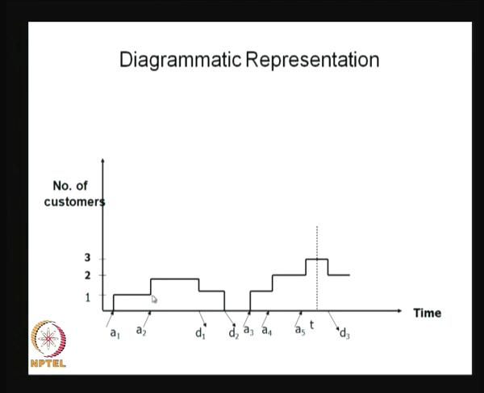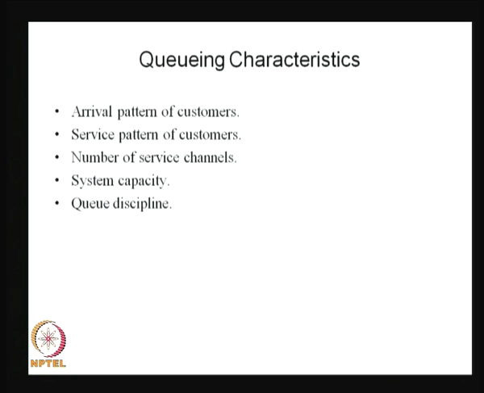Here I made the assumption, it is the simplest one: only one customer entering into the system, and only one customer getting served and leaving the system, and so on. So, this is a simple diagrammatic representation of the queuing system. To define the queuing system you need a few important characteristics. Using those, one can easily frame the queuing system.